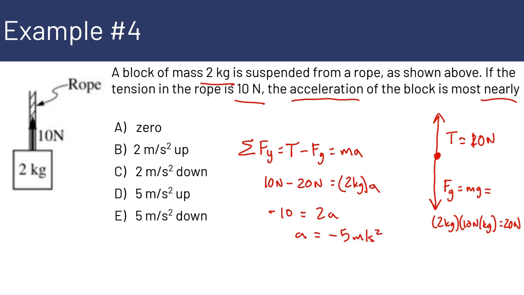So E is the correct choice, 5 meters per second squared down, because the minus is directionality. So the minus is telling us that the block is accelerating downward.